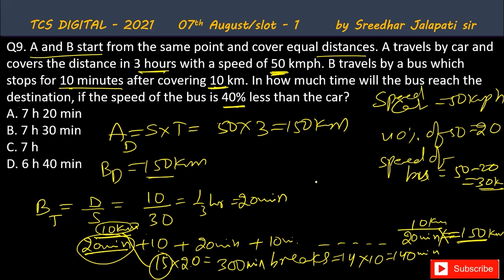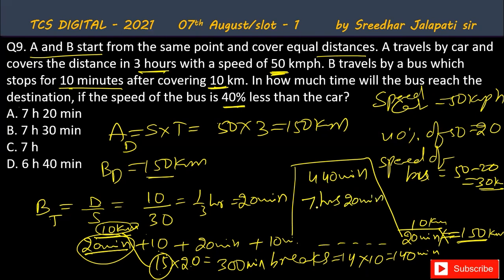So total 440 minutes. That means bus is traveling a total of 440 minutes. Nothing but 7 hours 20 minutes, because 420 minutes is 7 hours plus extra 20 minutes. 7 hours 20 minutes. That is option A.